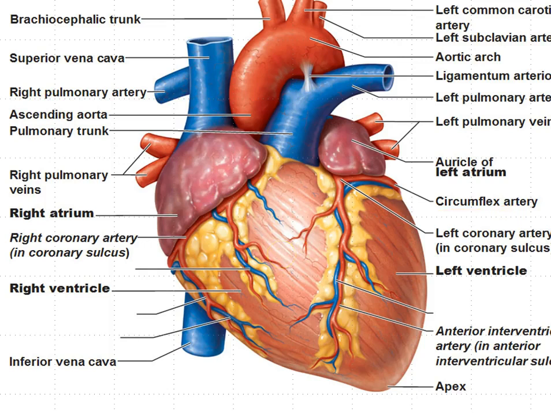Okay, so this is going to be the vessel going away from the heart. We call this the pulmonary trunk. So the pulmonary trunk very soon is going to divide into two branches that we call the left pulmonary artery and right pulmonary artery, going to the left and right lung.